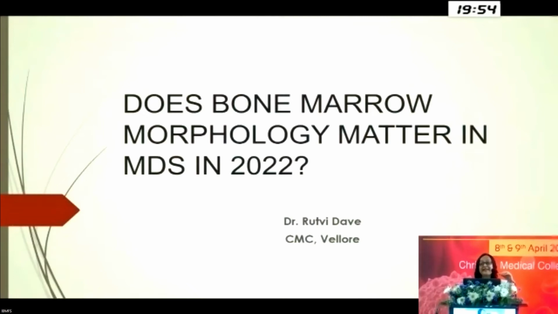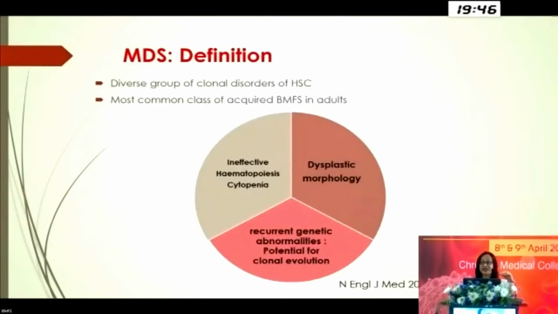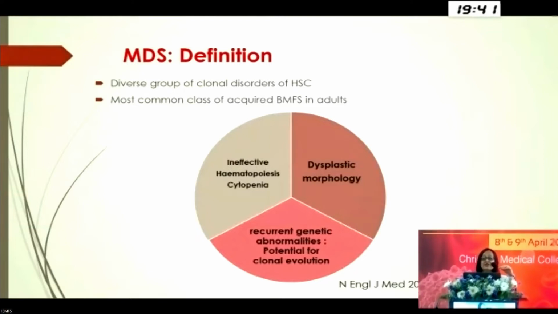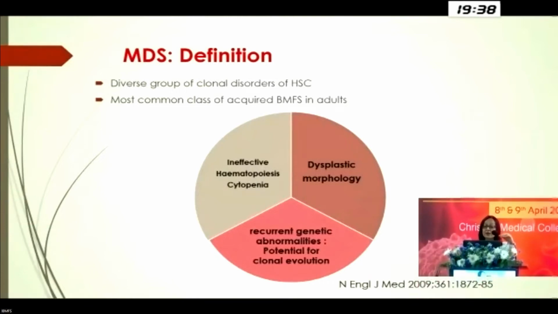Interesting topic: does bone marrow morphology actually matter in MDS in 2022? So starting with the definition of myelodysplastic syndromes, it is a diverse group of clonal disorders of hematopoietic stem cells. It is the most common cause of acquired bone marrow failure syndrome in adults, which is characterized by ineffective hematopoiesis resulting in cytopenias, dysplastic morphology, and recurrent genetic abnormalities resulting in clonality with the potential for further clonal evolution to AML.